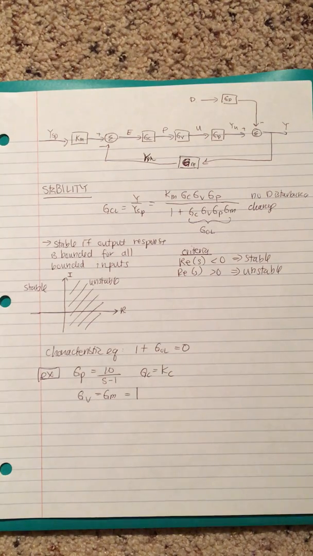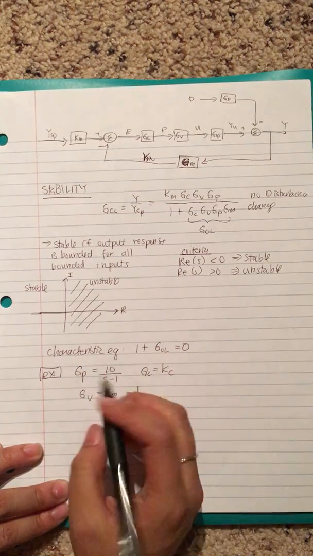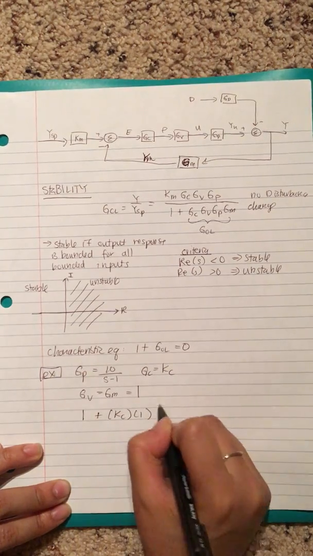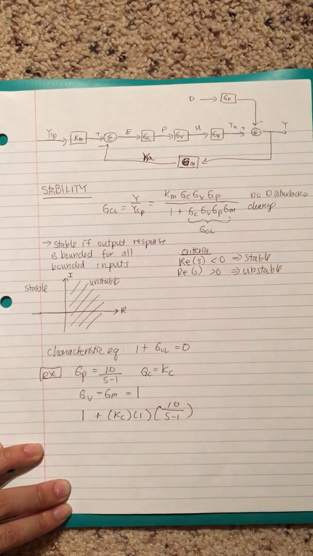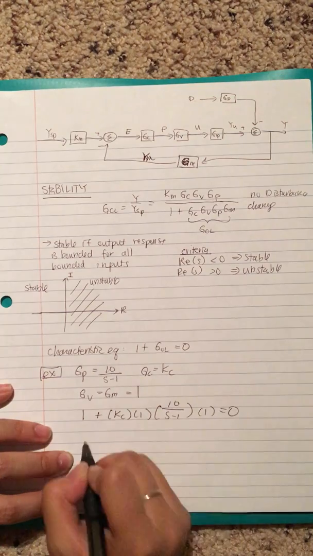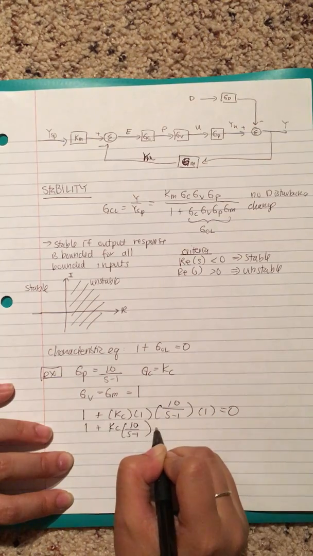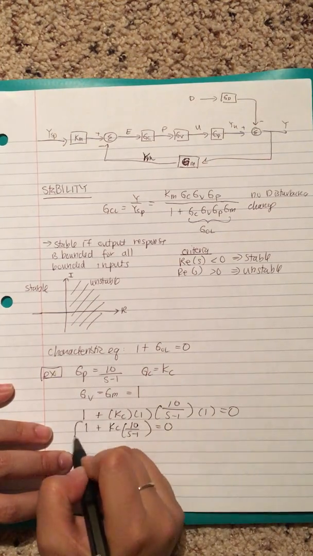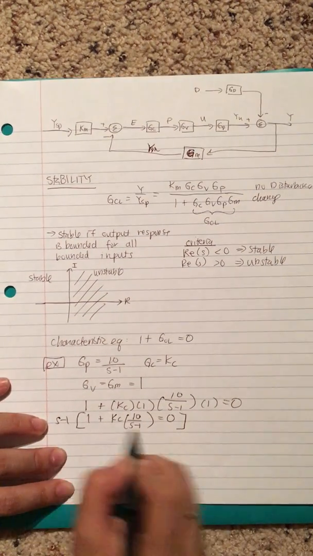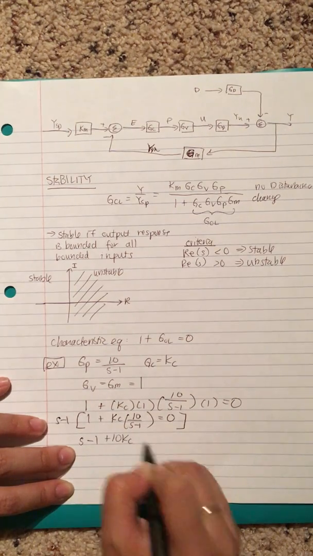So from here, we can plug all of this into this equation, which is 1 plus KC times 1 times 10 over S minus 1, and then times 1, which equals 0. So let's just write that out, which is 1 plus KC times 10 over S minus 1, which equals 0. So let's just multiply this whole thing by S minus 1 so we can get rid of the denominator and just have it easier to read. So we have S minus 1 plus 10 KC, which equals 0.